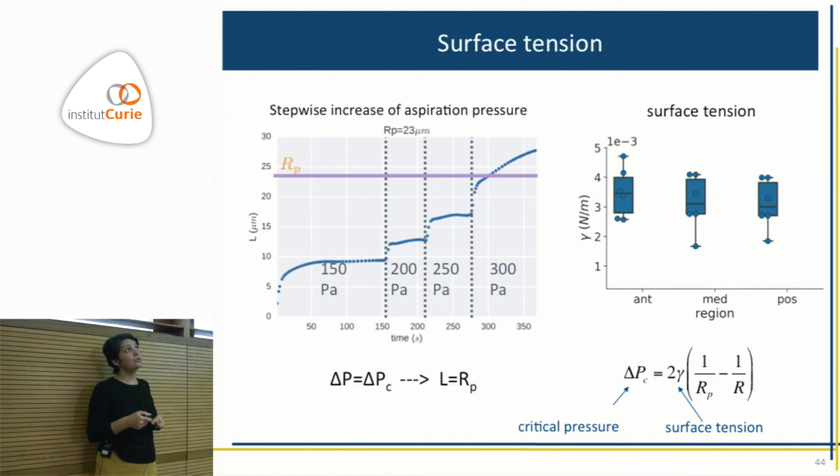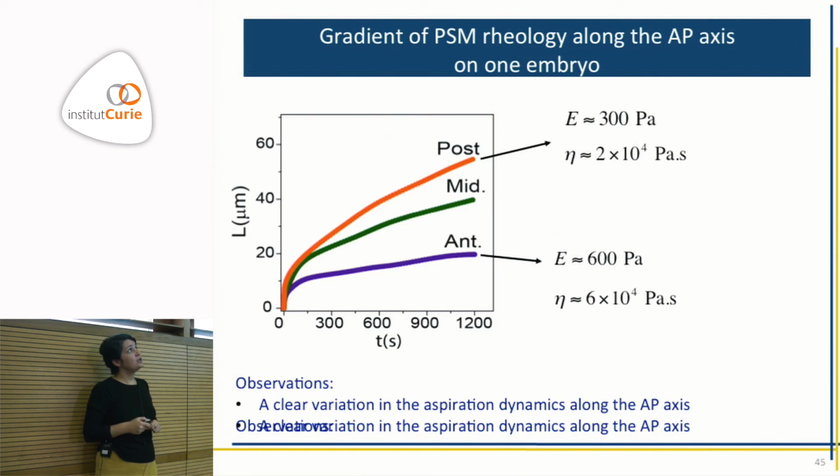We didn't see any gradient in the surface tension for the PSM. For the moment, I say, because as you see, we don't have that much data either, but we didn't see any tendency. Then when we do our aspirations at different positions, so you take one embryo and do your aspirations in different regions, we saw that there is a clear difference in the aspiration dynamics. And it gives a factor 3 between the viscosity of the posterior and the anterior. So this is already quite encouraging.